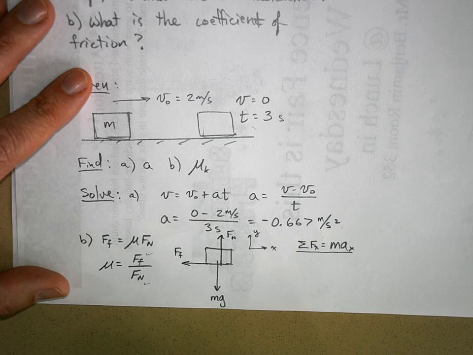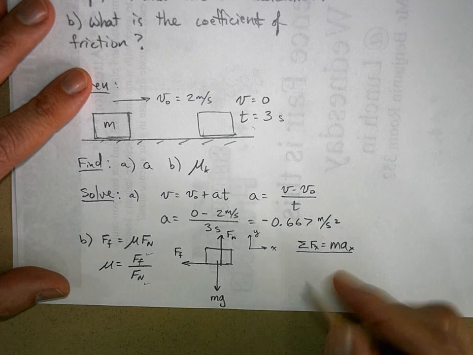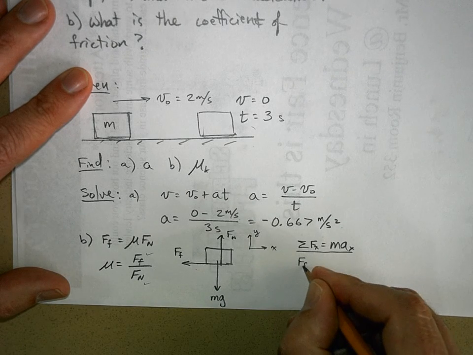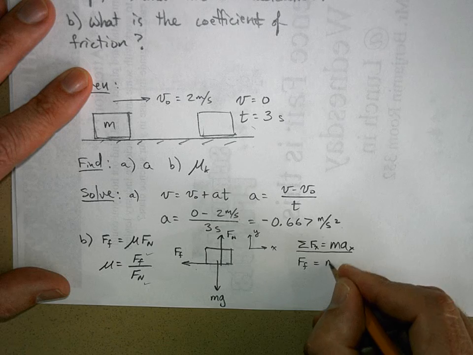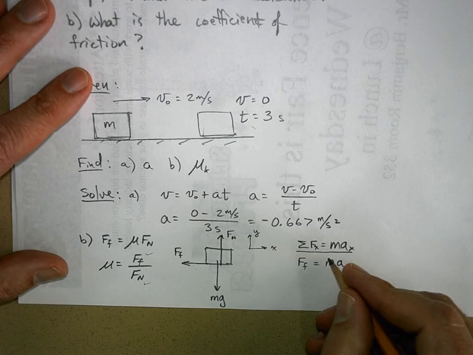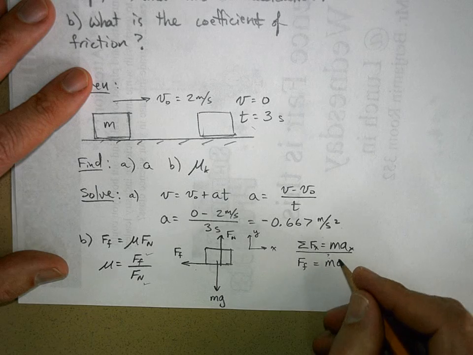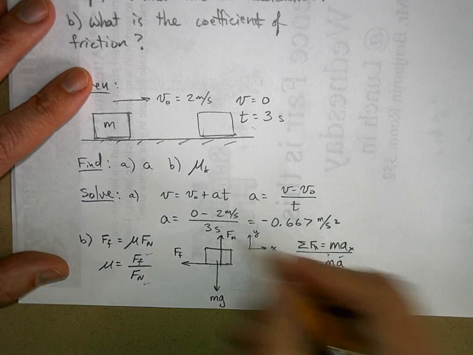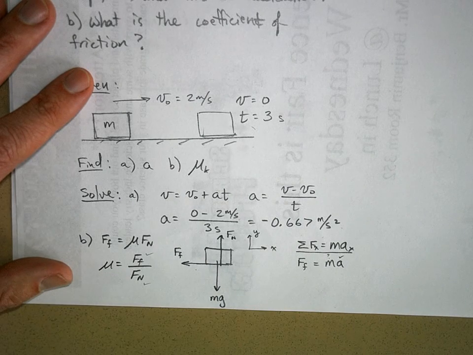So let's look in the x direction. There's only one force. So that force of friction is equal to ma. Now, do I know what m is? No. But I do know what a is. Okay, I figured that out in part A of the problem.